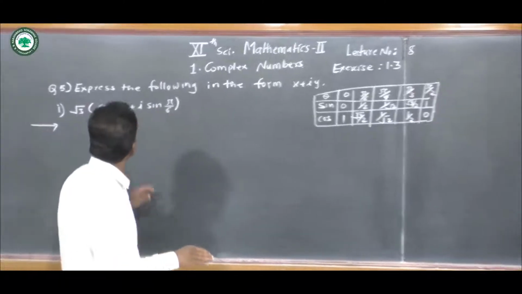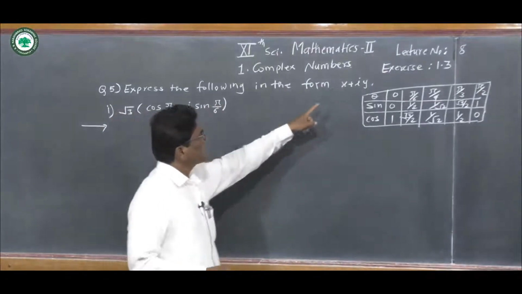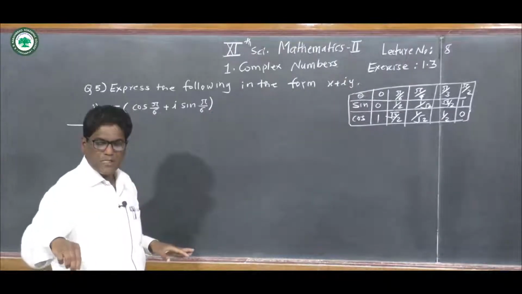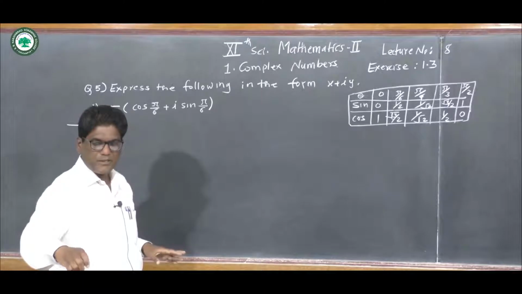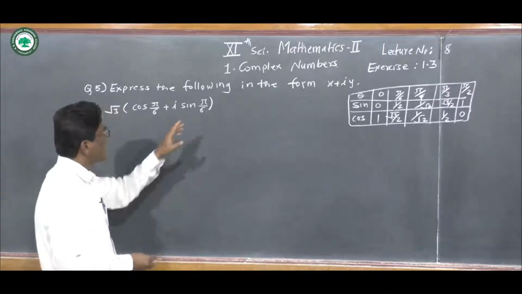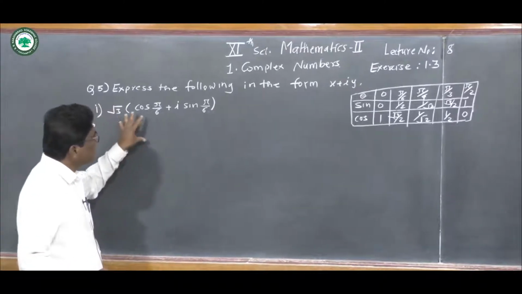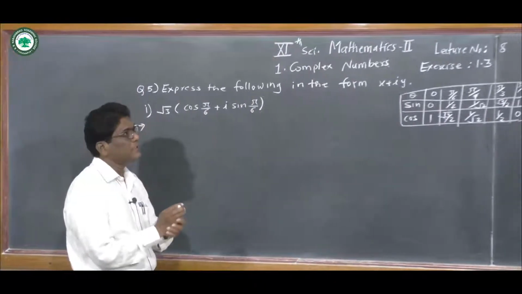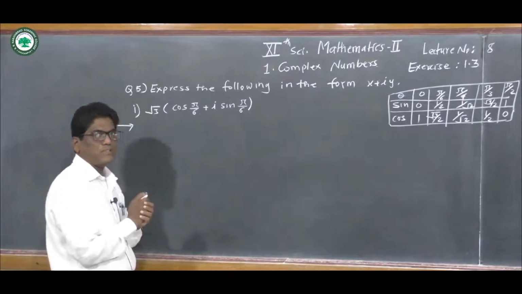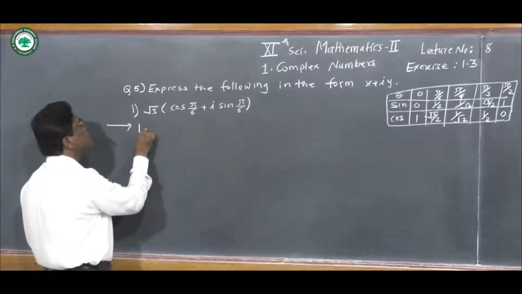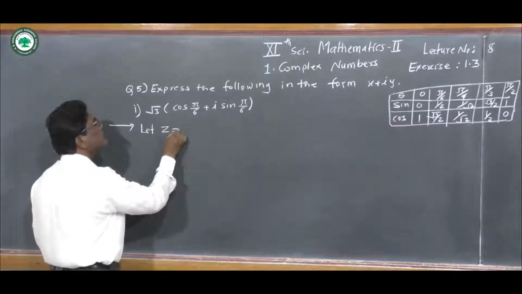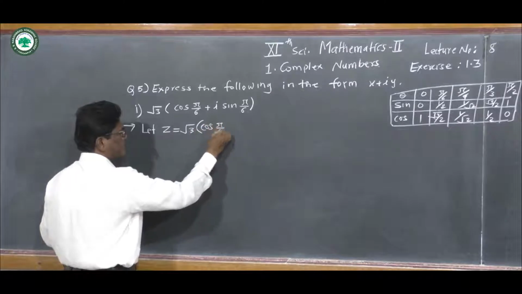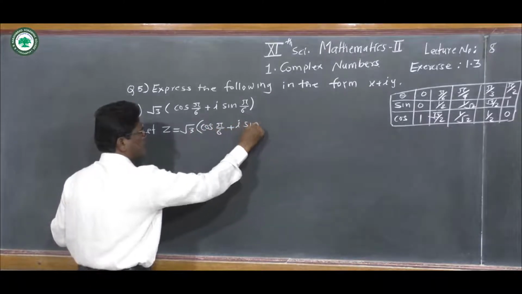Express the following in the form x plus iy. This is question number 5, and the first example is root 3 in the bracket cos of pi by 6 plus i sin of pi by 6. We have to express this in the form x plus iy. X plus iy means the complex number, we call it z. So the given problem we call z. Let z be equal to root 3 in the bracket cos of pi by 6 plus i sin of pi by 6.